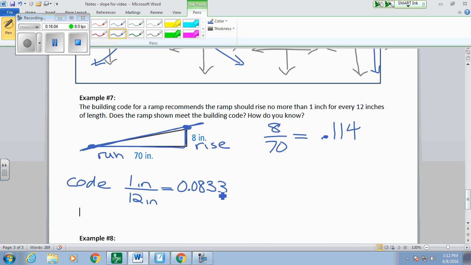And clearly, if I compare these two numbers, I would see that the ramp that is drawn is definitely larger than the building code. So I would say no, the slope of the ramp is greater than the building code.